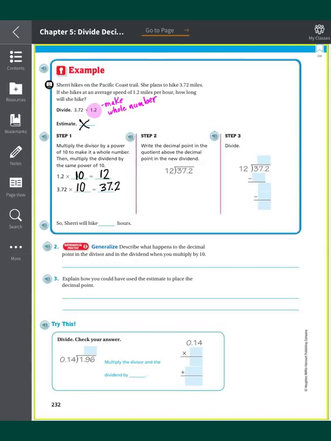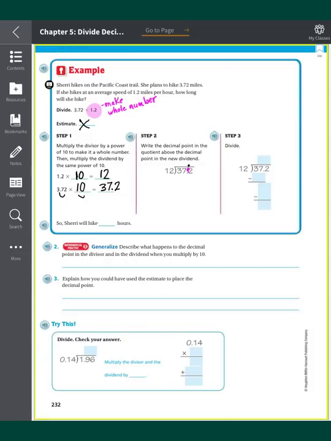So in order to get that to be a whole number, we're going to multiply it by 10. We get 12, and then we multiply 3.72 times 10, and we get 37.2. So that's our new problem. Remember, it's going to equal the same. You just bring the decimal point straight up.